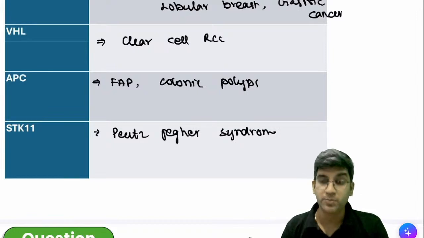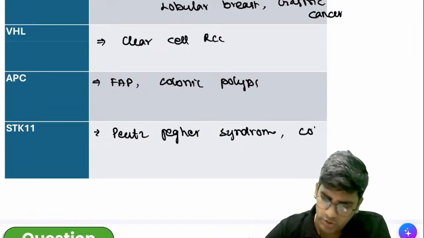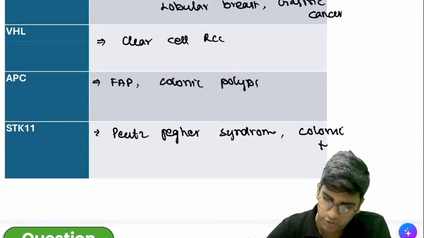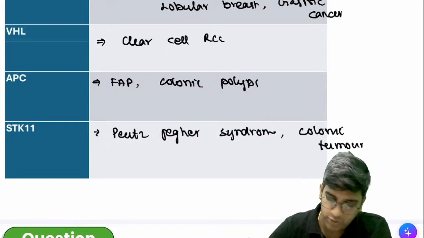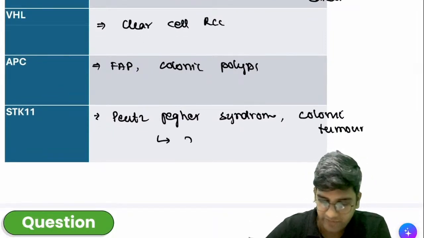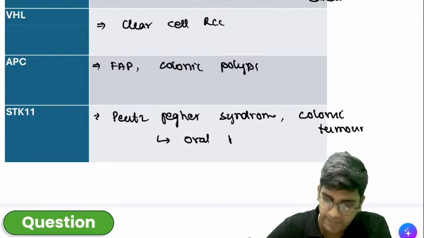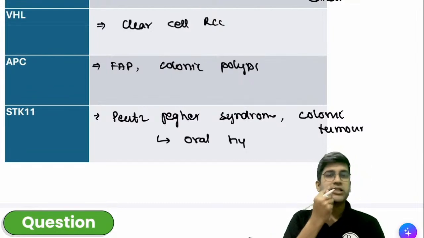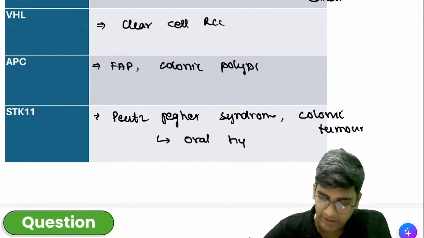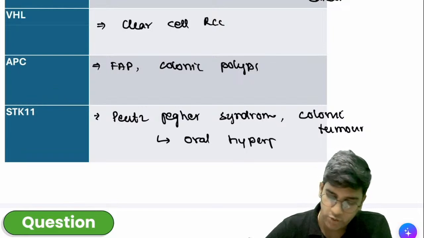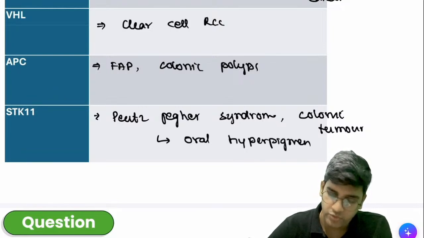right? Not just Peutz-Jeghers, right? This also will have colonic lesions, colonic tumors. In addition to colonic tumors, Peutz-Jeghers syndrome has one classical finding. You'll have oral hyperpigmentation. The lips and the surrounding area in the oral mucosa will have hyperpigmentation. That's also a classical finding in Peutz-Jeghers syndrome.